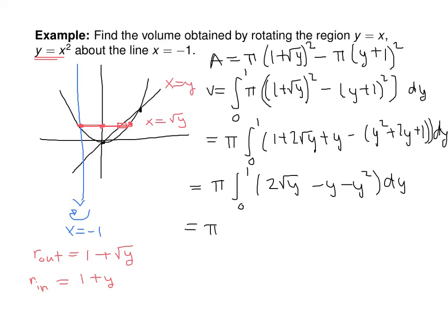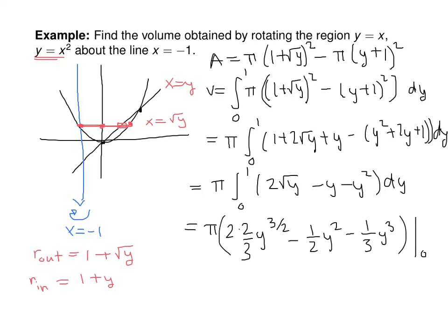Now the antiderivative of 2 root y is 2 times y to the 3/2 times 2/3 minus 1/2 y squared minus 1/3 y to the 3rd. Evaluated from 0 to 1. So that will give us pi times 4/3 minus 1/2 minus 1/3 minus plugging in 0 yields 0, which will equal pi over 2.